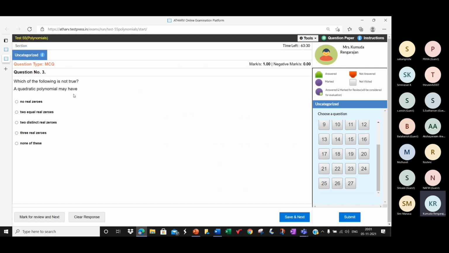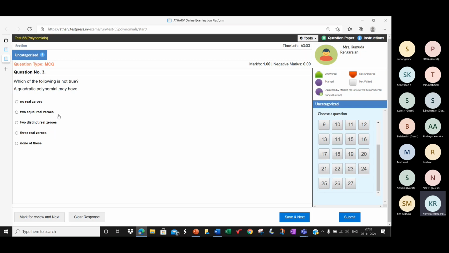A quadratic polynomial may have no real zeros. Yes, it can have imaginary zeros. A quadratic polynomial can have imaginary zeros. True. A quadratic polynomial may have two equal zeros. Okay, real, fine. If it has zeros, that means it has to be real. Two equal real zeros.